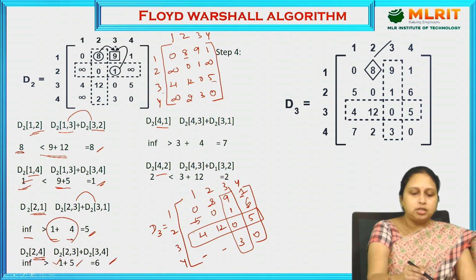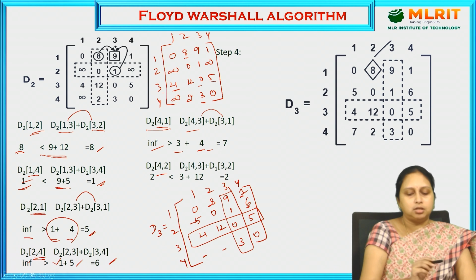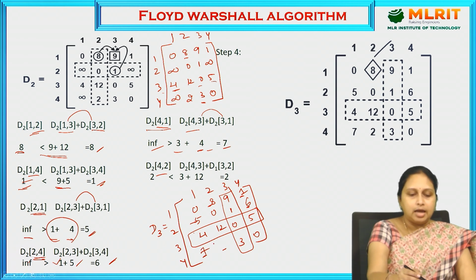And the next one, D2 of 4, 1. 4, 1 can be written as 4, 3 and 3, 1. And 4, 1 value is infinity and 4, 3 value is 3 plus 3, 1 value is 4. 3 plus 4 is nothing but 7. We have the minimum value 7, so we need to place 7 here. And 4, 2. 4, 2, how much? 4, 2 can be written as 4, 3 and 3, 2.